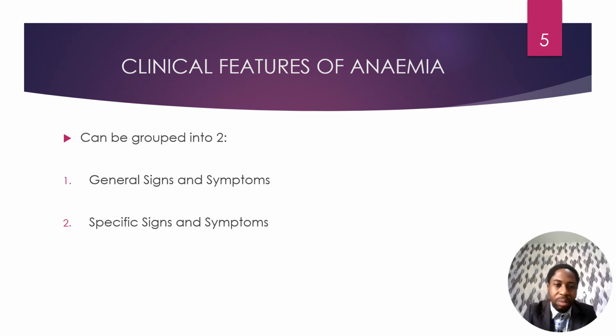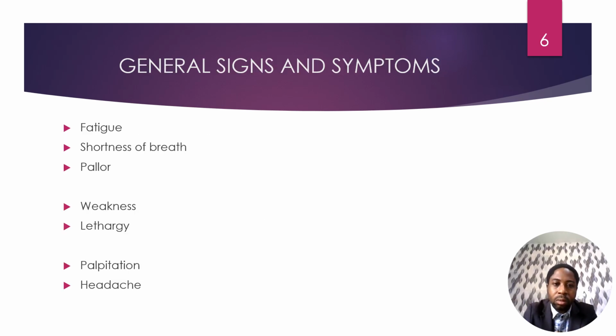Clinical features of anemia. So the clinical features of anemia, you mean the signs and symptoms of anemia. The clinical features of anemia can be grouped into two major categories. We have number one, the general signs and symptoms, and two, the specific signs and symptoms. The general signs and symptoms are present in all types of anemia, irrespective of the type of anemia that a patient may have. They may present with any of these signs and symptoms.